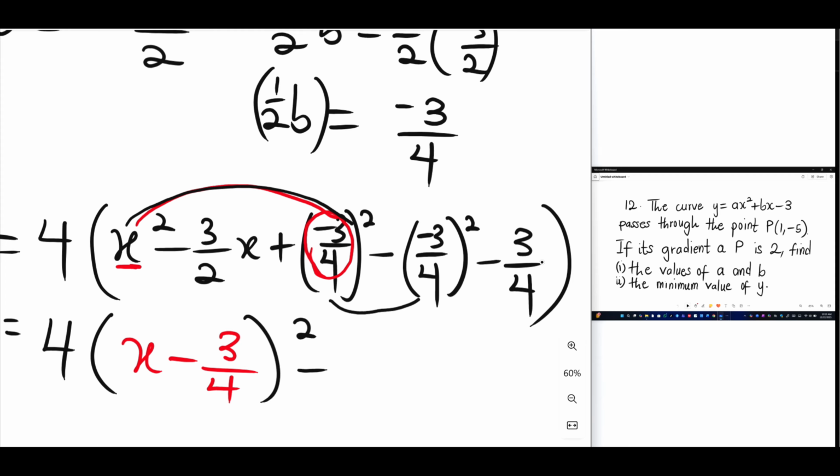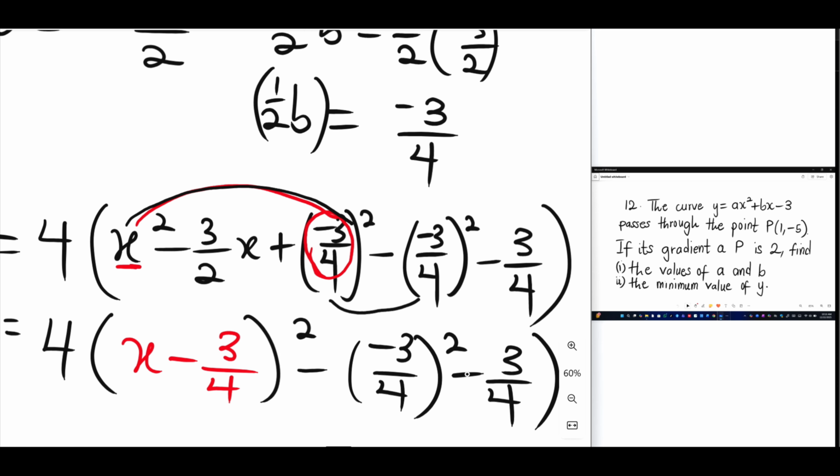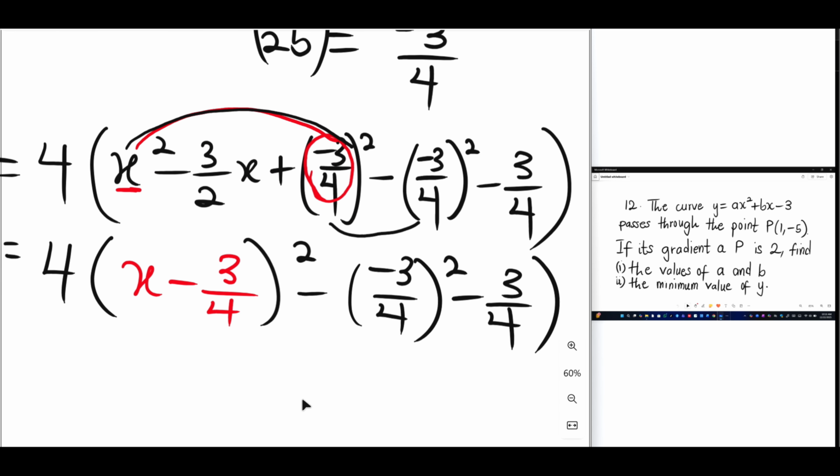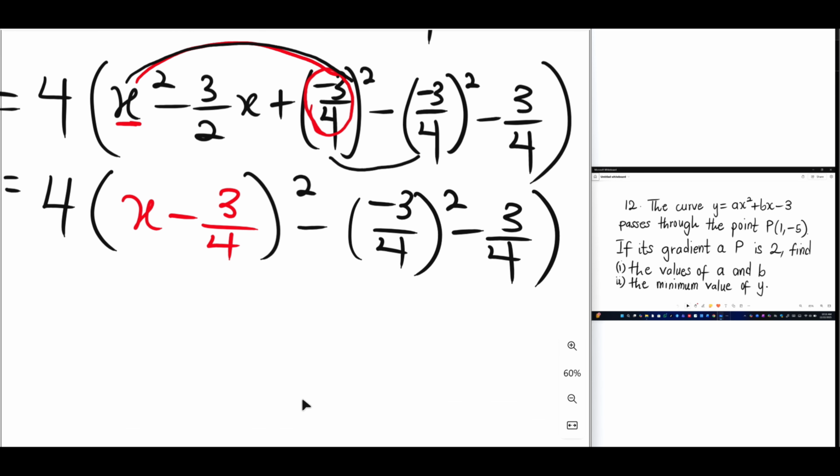So we are left with minus negative 3 over 4 squared. Then minus 3 out of 4. Then bring your bracket nicely. I know that some people will not like this one. They will use calculus, the differentiation approach.